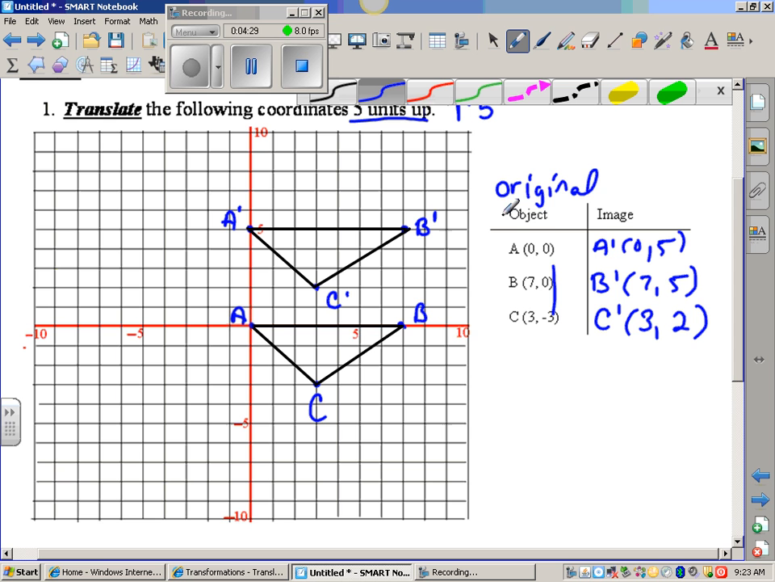Object, again, is your original. Here's your coordinates of your image. Image is what we refer to as the shape after you've performed some sort of transformation. So now let's answer the questions on the bottom of your worksheet.